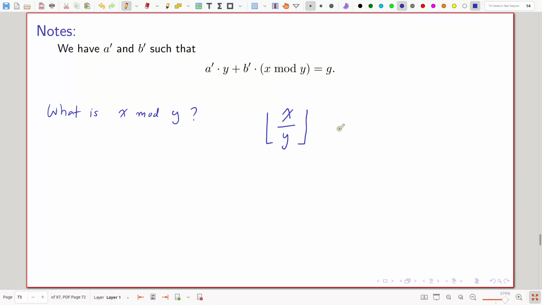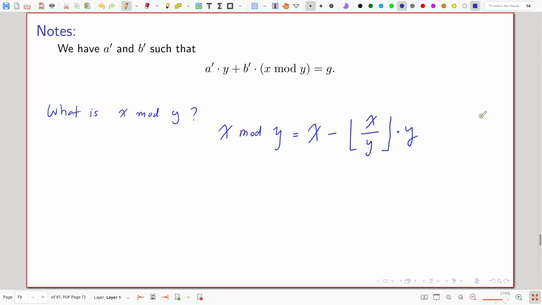So what is the remainder? The remainder is what is left after this, right? You see how it works? You ask how many times can you divide X with Y, and then you multiply that with Y. So that's the largest multiple of Y which is still less than X. Okay, so this is X mod Y. If you write it in another way, it's exactly this.